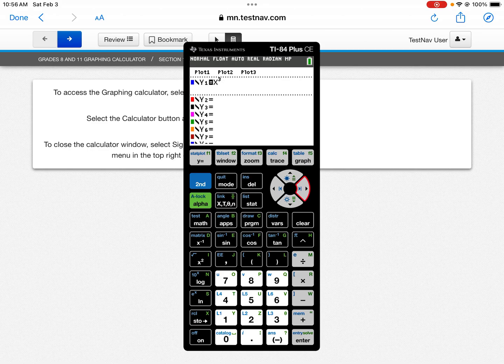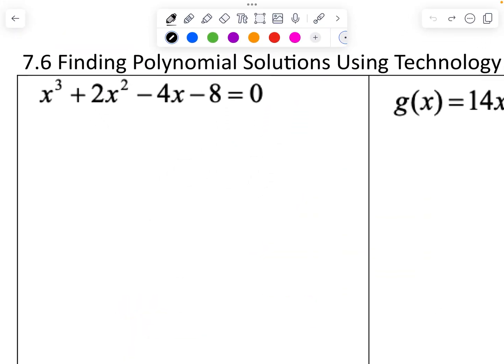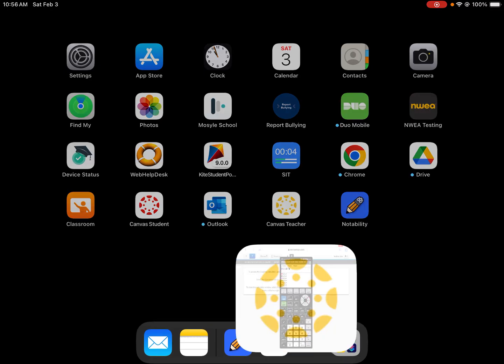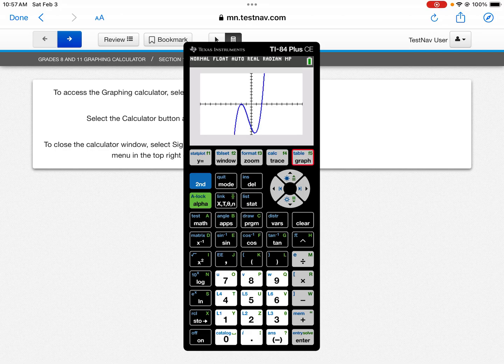And then I think it was, I don't remember what it was, 2x squared minus 4x minus 8. So I think that's what it was, x cubed plus 2x squared minus 4x minus 8. And then if you want, you can look at the graph.